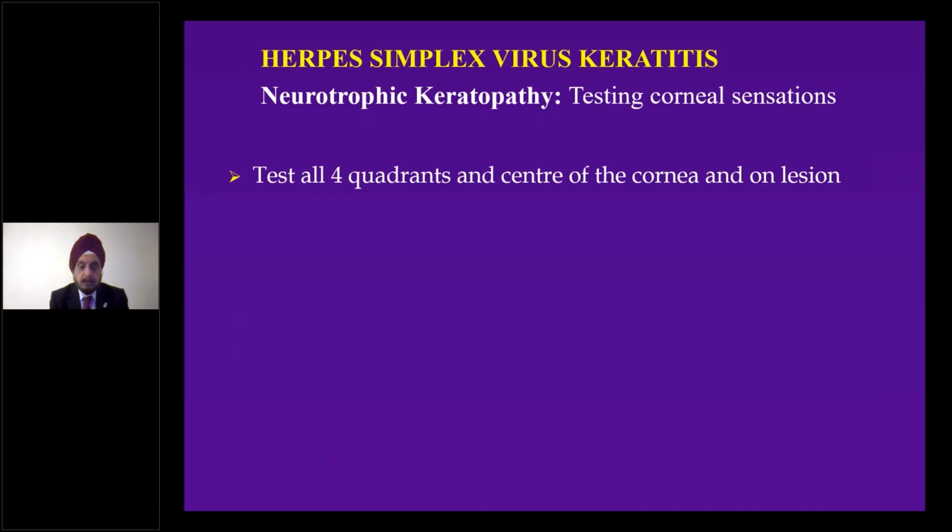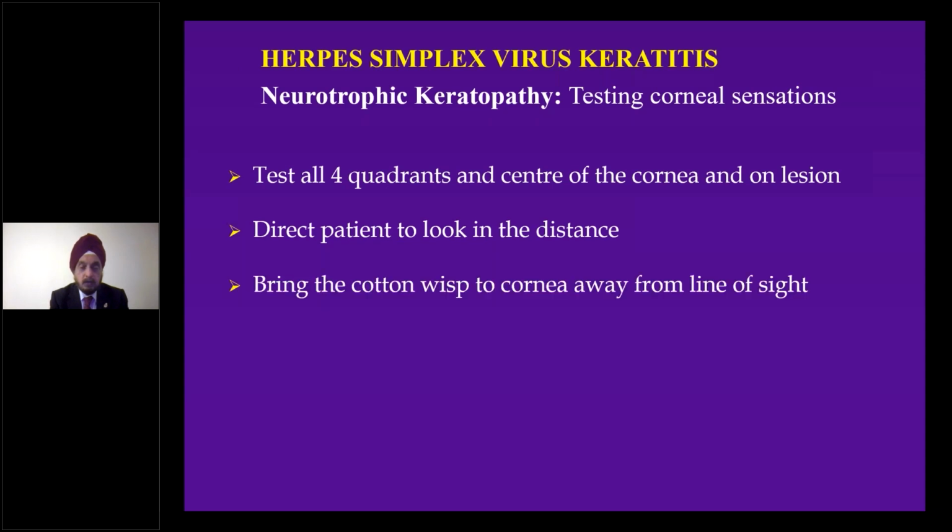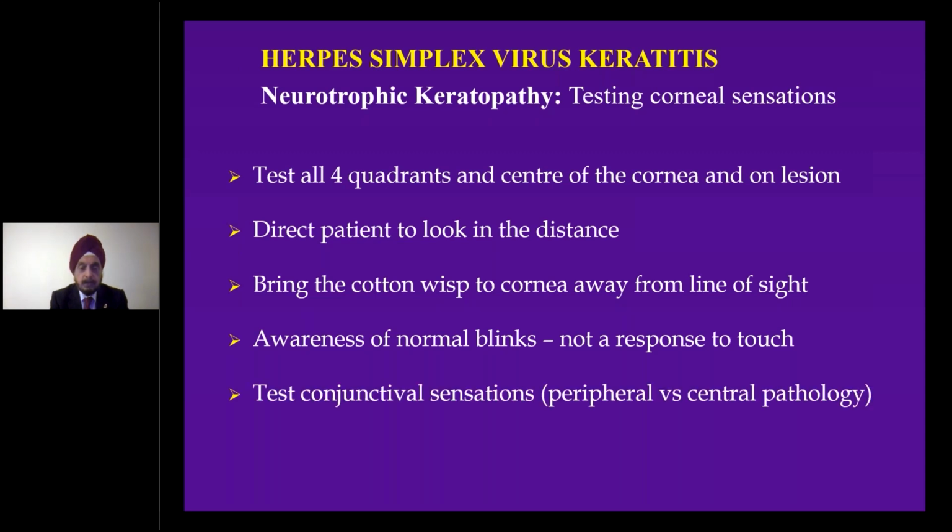So you must test the corneal sensations. So you test all 4 quadrants: center, top, bottom, right, and left. Direct the patient to look at a distance and then touch the cornea with a cotton wisp, away from the line of sight. So as you're bringing it to the patient, if you bring it straight in front, they're going to blink. So bring it from the side and gently touch the cornea. Tell the patient what to expect, and then be aware that they might normally blink when you touch. That might correspond with your touch. So do it a few times to be sure that the blink was not just a coincidence.